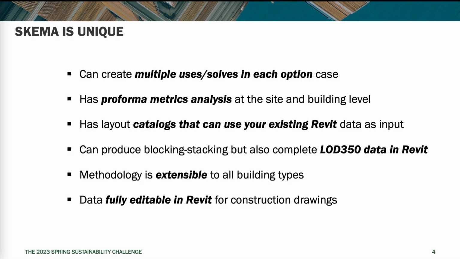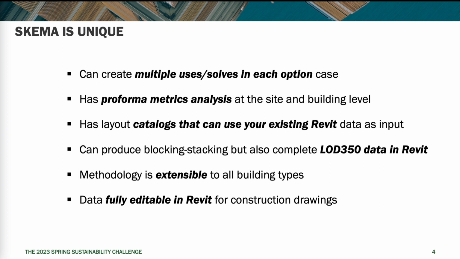Now, where Schema is unique is that it can create multiple uses and solves in each option. For instance, in an apartment building, you would specify the unit mix, and then, especially in the AI-driven tools, it would generate hundreds of potential massing solutions for that unit mix. Schema is different in that it lets the architect define the massing, and then you can play with different unit mixes that fit in that massing, and you can save each one as an option. So a little bit different approach, with potentially some more creativity in it.